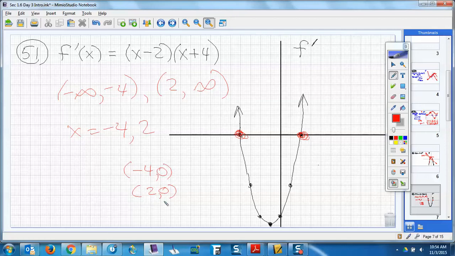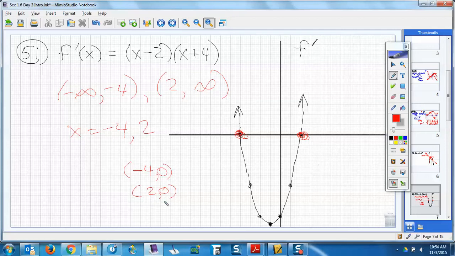To me, it's a point. So I would read that as an ordered pair. So I would give you that. But again, why is it wrong? Yeah, this is a point on the F prime graph. They're asking for where does F have stationary points? I don't know what the Y value is on the F graph, right? So that's actually wrong to put negative 4, 0 and 2, 0.